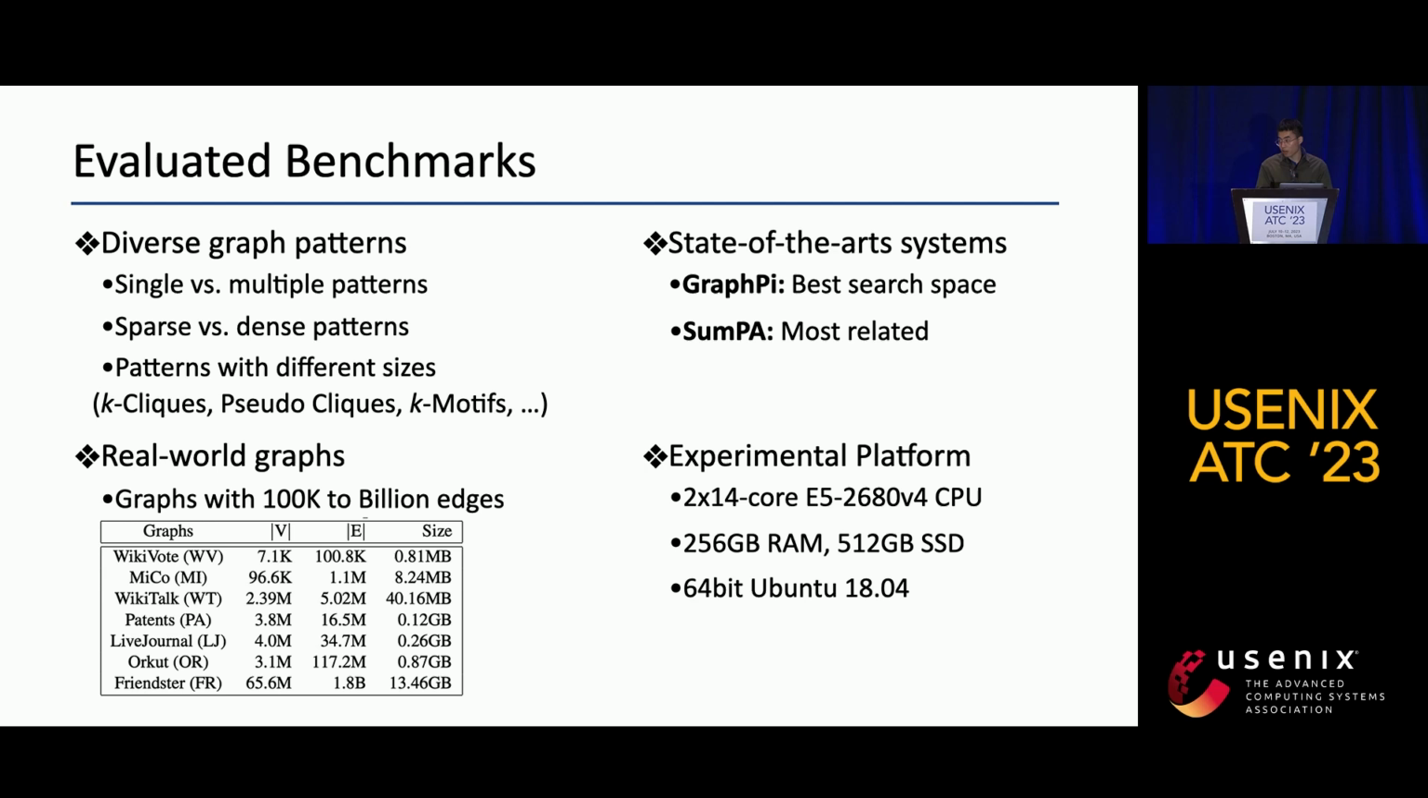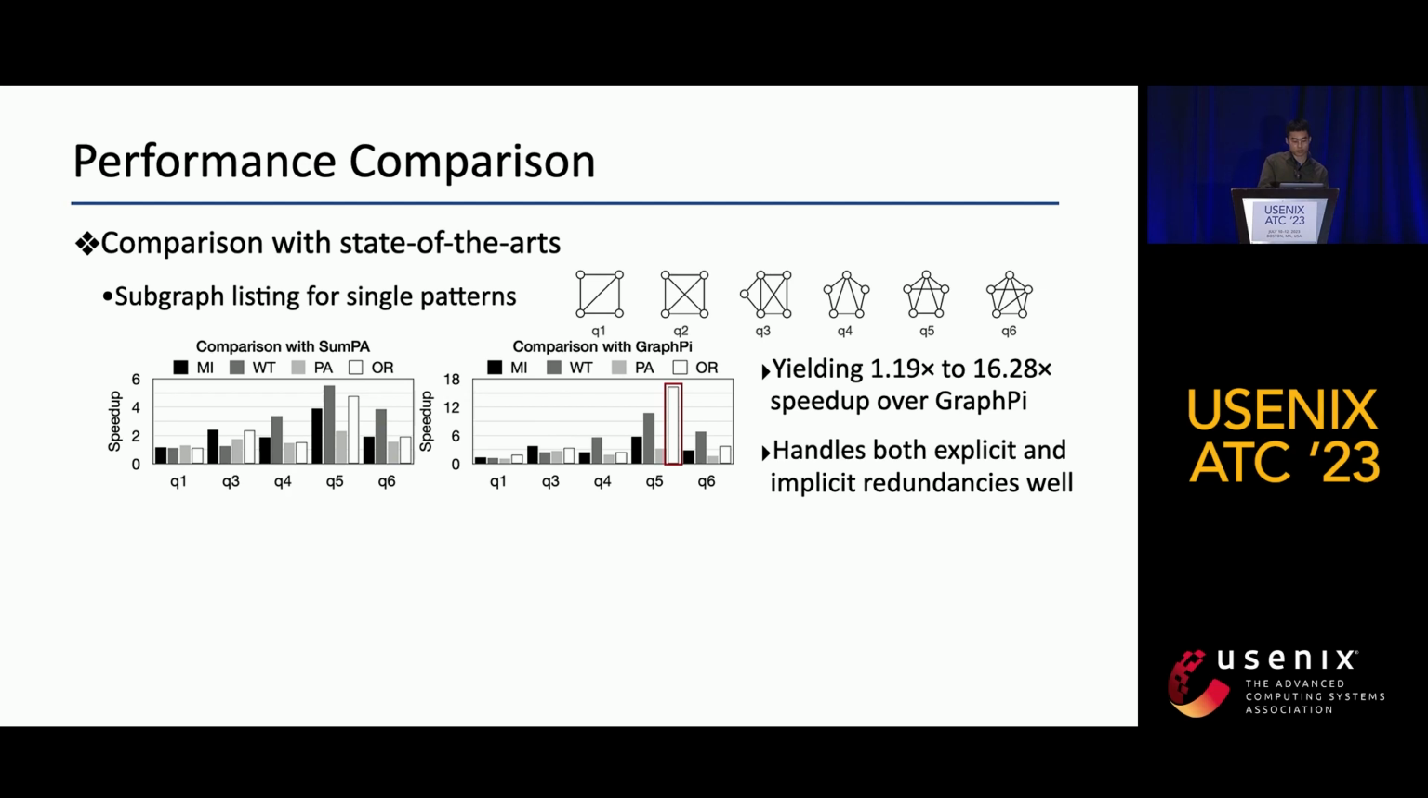Above is the design of our system Cyclosa. In the evaluation, to test the efficacy of our methods, we consider various patterns in earlier work. We also choose real-world graphs of various sizes in the test. Cyclosa is currently designed to run on a single machine, and we compare the most performant single machine systems. GraphPy has the best search space, and SAMPA also reduces some redundancies, and is most related to our work.